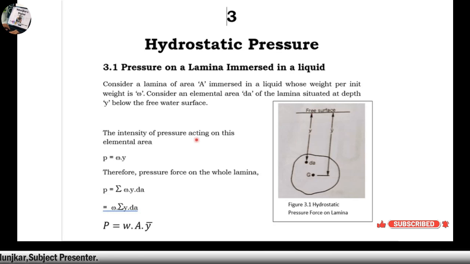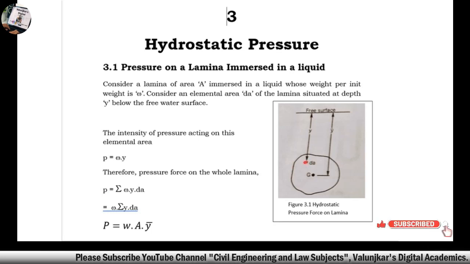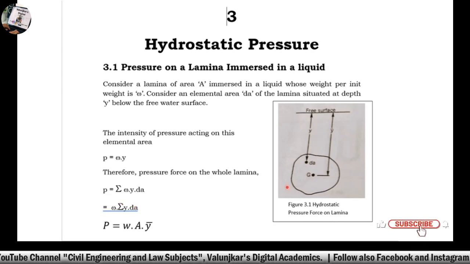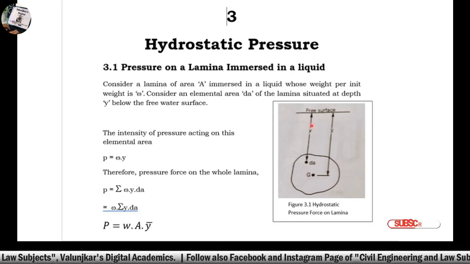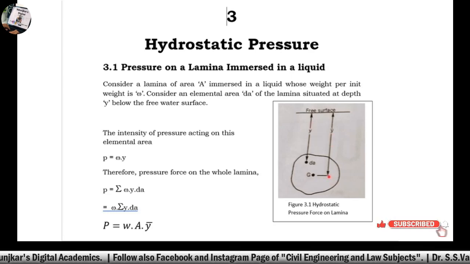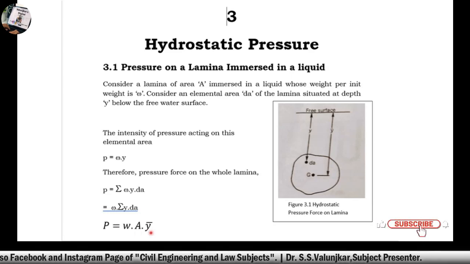Now the intensity of pressure acting on this lamina is equal to P is equal to W, specific weight, into this height. So therefore the pressure force on the whole lamina is equal to P is equal to summation of W into y into the small elemental area dA. Now W is constant, so let us keep it outside. Then summation of y dA. If we sum up all of y1, y2, y3 and dA1, dA2, dA3 this way, the total will be A y bar, where total area is A. So P is equal to W into A y bar. This is the total pressure.